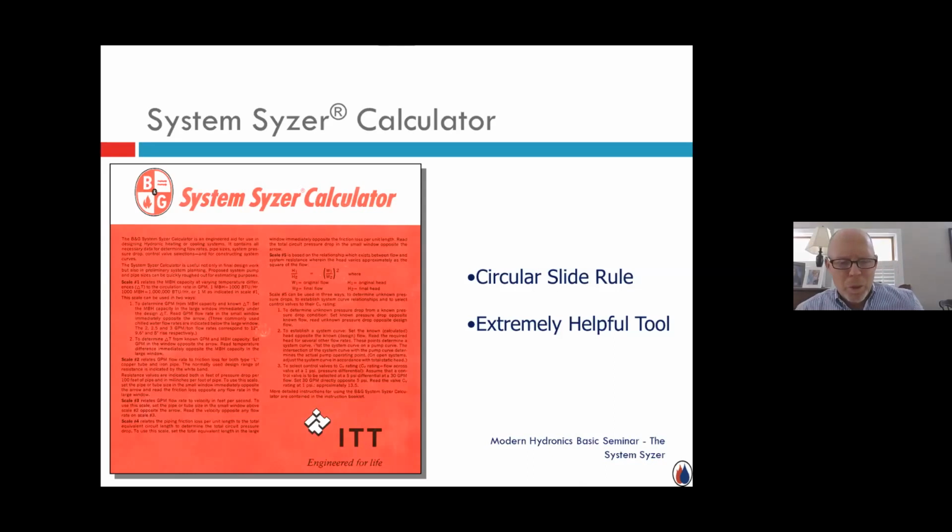So the intention this morning is to either review if you've already seen it and just want to touch up on it, or introduce it as possibly a new device for you and see the benefits of it, why it is so useful in the hydronics industry.